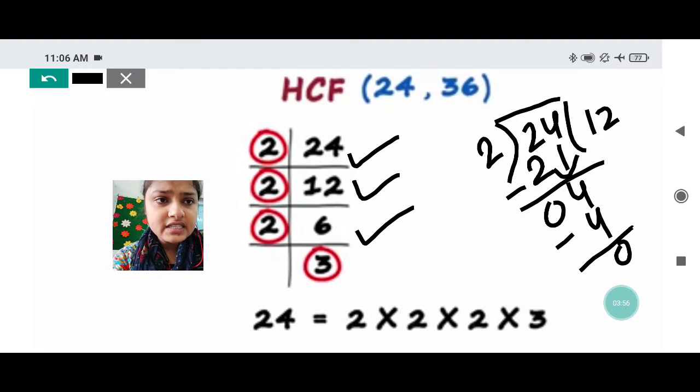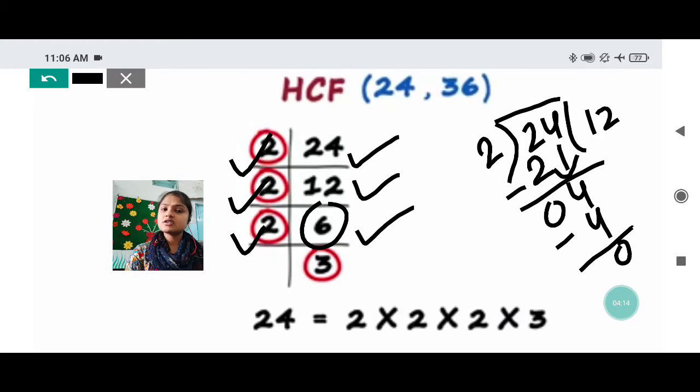Now you can see there it is 6. After dividing 12 by 2 again, we are getting 6. So we will write 6 here downside, and 2 again, because that 6 is also divisible, and I have already said we will divide till it is divisible.